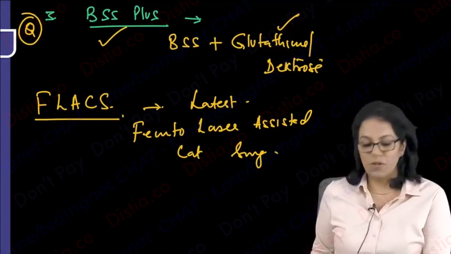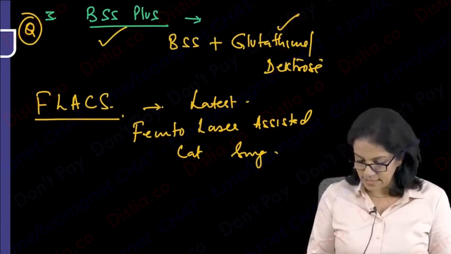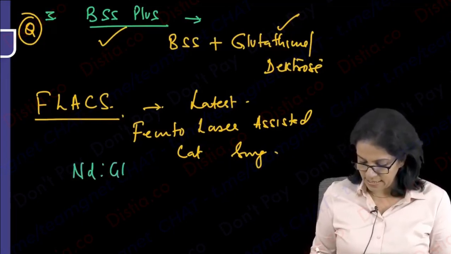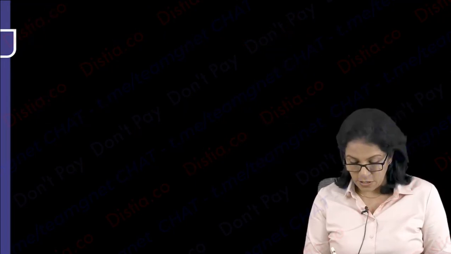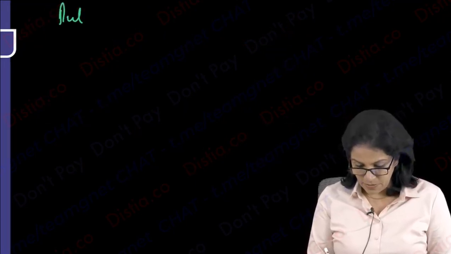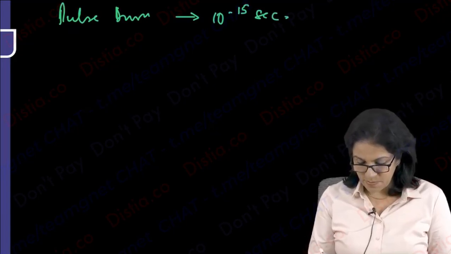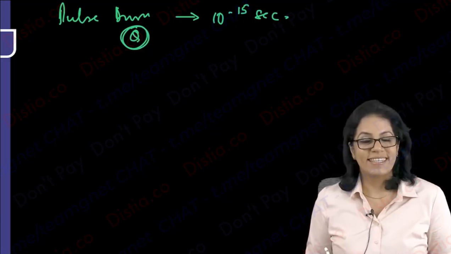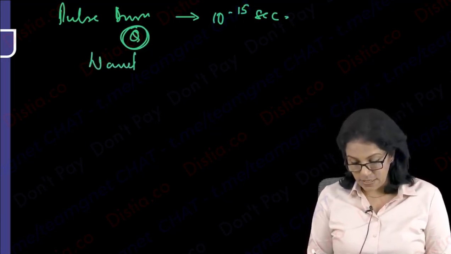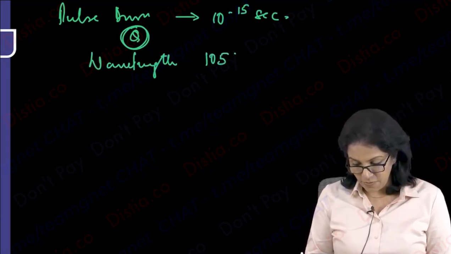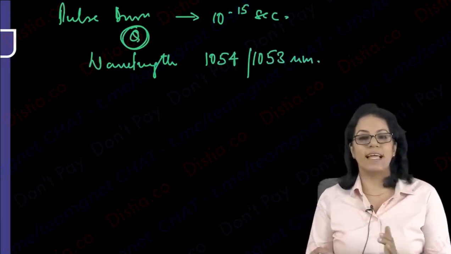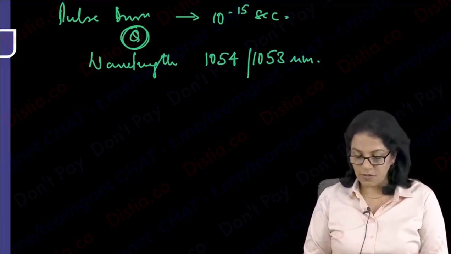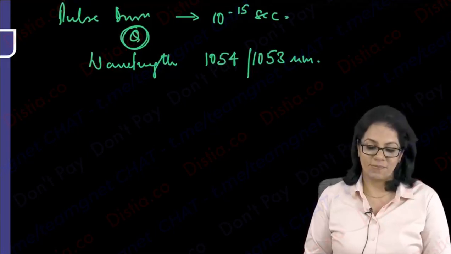So femto-laser, as you all know, is an ND glass laser. Femtoseconds, 10 to the power minus 15. So let's learn here that the pulse duration of this laser is 10 to the power of minus 15 seconds. So this has been an exam question. And what is the wavelength? Wavelength is around 1054 or 1053, both are correct, nanometers. We are going to learn this in lasers in eye also, but just keep in mind. So either 1054 or 1053 nanometers.